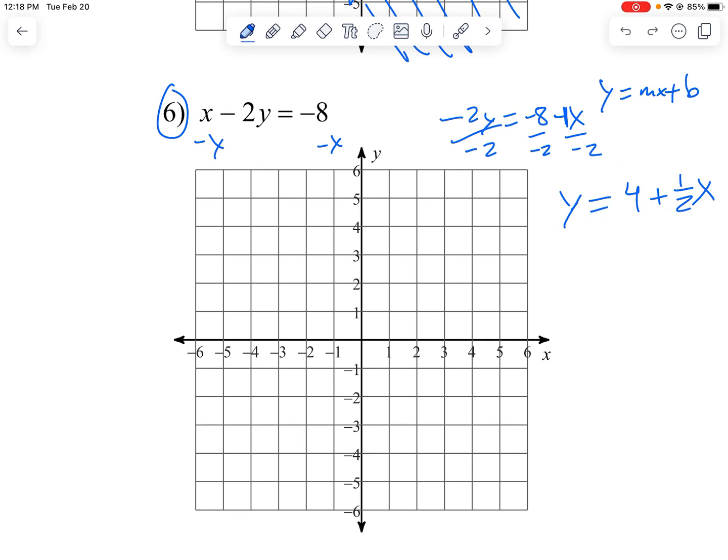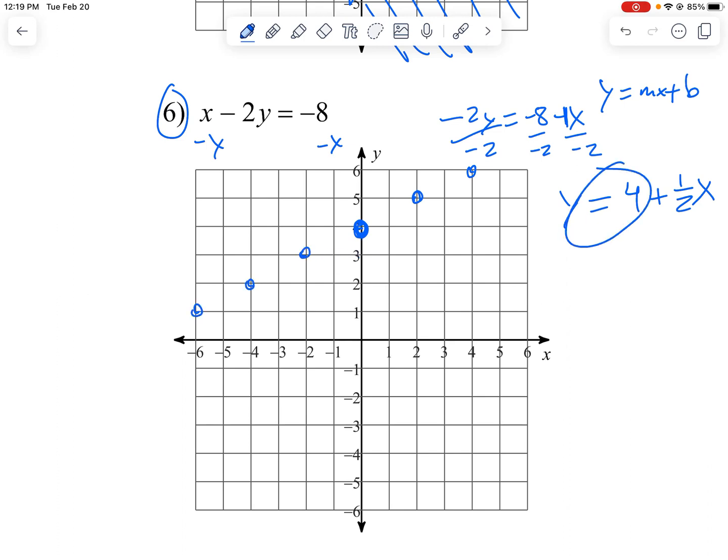We still know our y-intercept, which is 4, so I got to put a point on my 4. And then my slope here is 1/2. Remember, all positive slopes go up and to the right. And so I'm going to go up 1, right 2, and I have 2 additional points. Or I can go down left to get points, down 1, left 2.